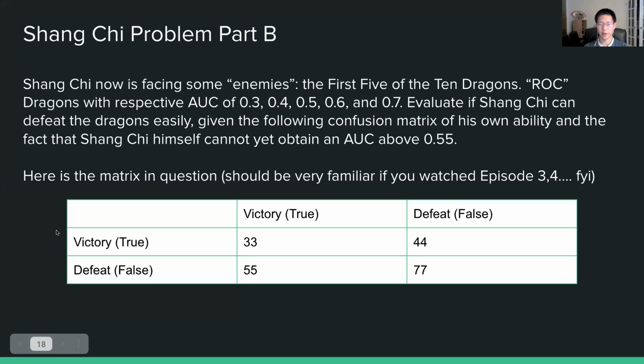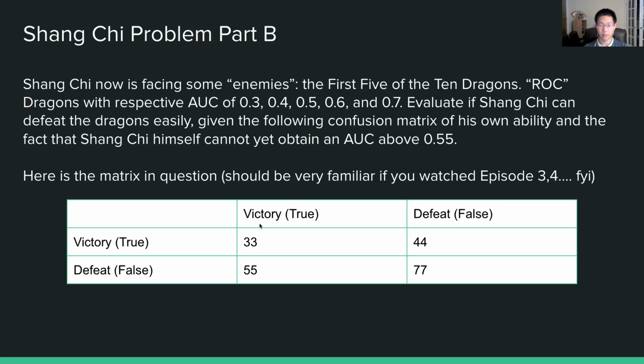Now we have Shang-Chi problem part B. We face some enemies: the first 5 of the 10 dragons. The movie is called Ten Rings, but let's just assume dragons, like Dungeons and Dragons, D&D. So we have five dragons with respective AUCs of 0.3, 0.4, 0.5, 0.6, and 0.7. Shang-Chi can defeat these dragons easily given the following confusion matrix of his own ability, and Shang-Chi cannot yet obtain an AUC above 0.5. He's also going for some training, this guy. And here's the matrix, the victory as trues and the defeat as falses.